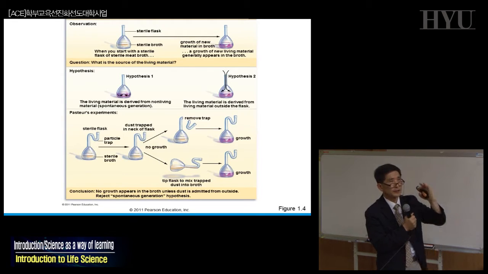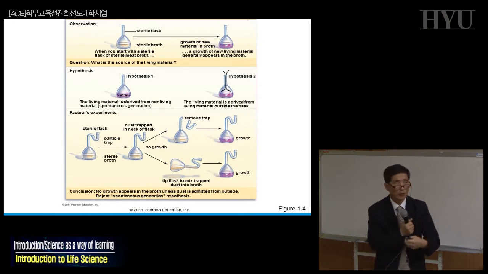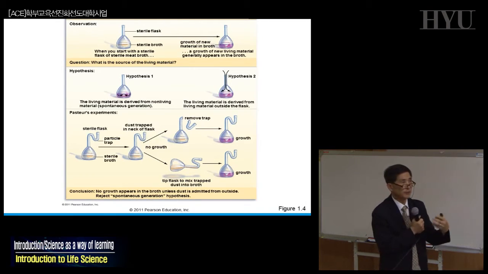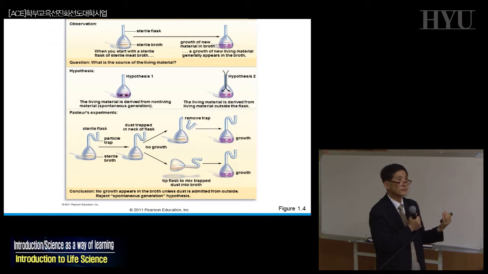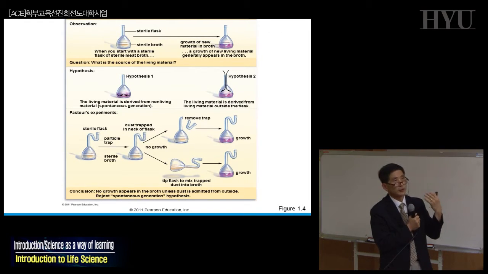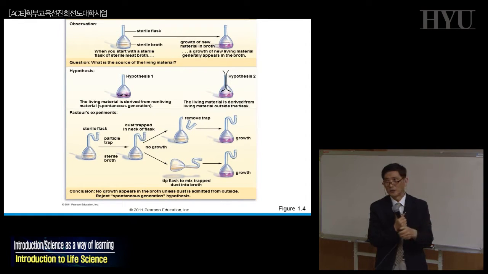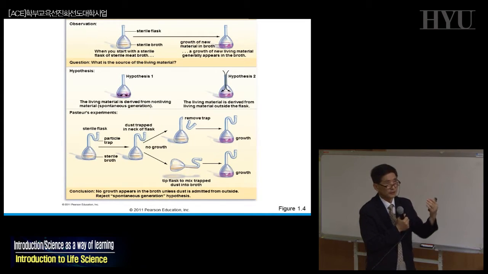changed the neck of the flask. He bent it, and then did exactly the same thing. You boil this broth and let it sit for a couple of days, and nothing grows. Nothing grows. So what he did next was either cut the neck, or tilt and touch the broth to this part, and then put it back and let it sit for a couple of days. Now what happened? Something is growing again. So what does this prove? Whatever sits in here is where the life form is. If the broth touches it, from there they'll start to grow.